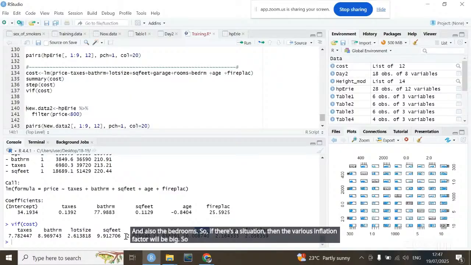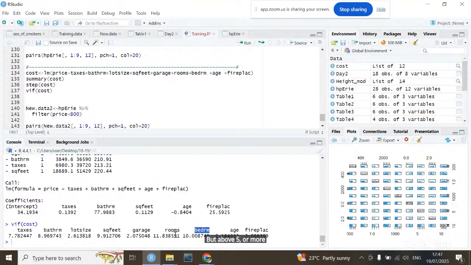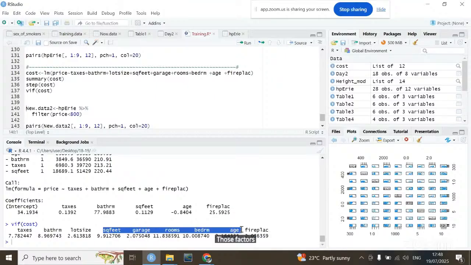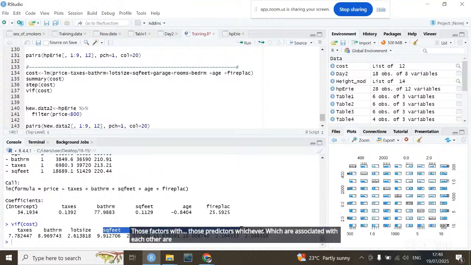So between 2 to 5, it is moderate, but above 5 or more than 10 is too big. So normally, if they are too big, some of these factors, those predictors which are associated with each other, are combined.